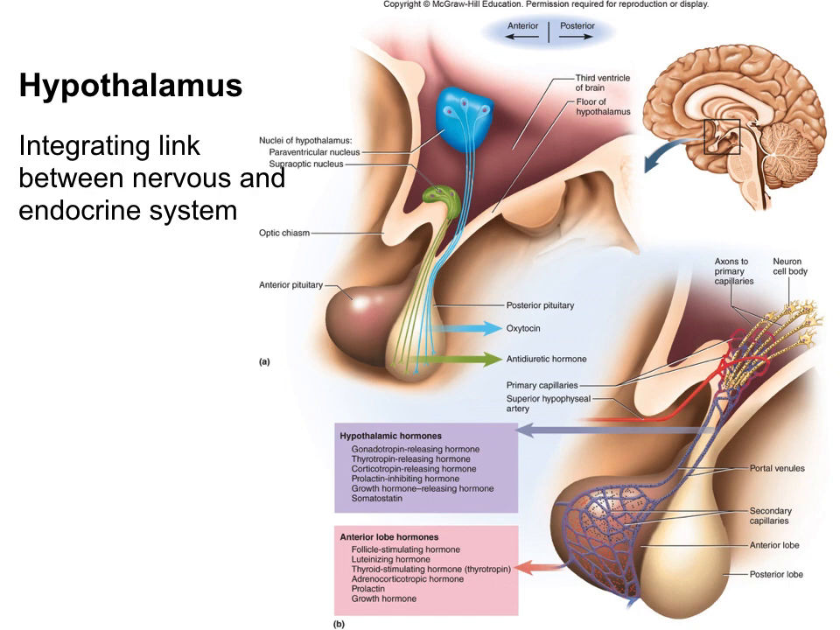Now, when you're talking about the endocrine system, you do have to start with the hypothalamus, because remember from A&P 1 that your hypothalamus is the integrating link between your nervous and endocrine systems. Now, if you've forgotten this, I would recommend that you go back, review your hypothalamus notes from Chapter 14.